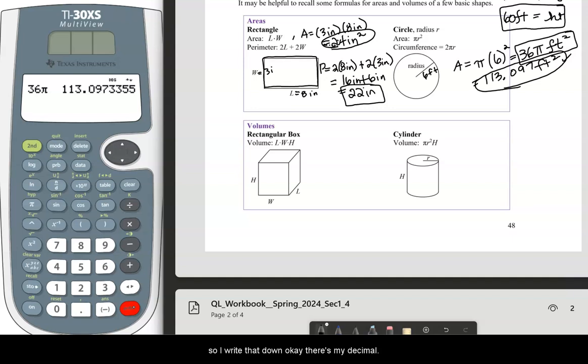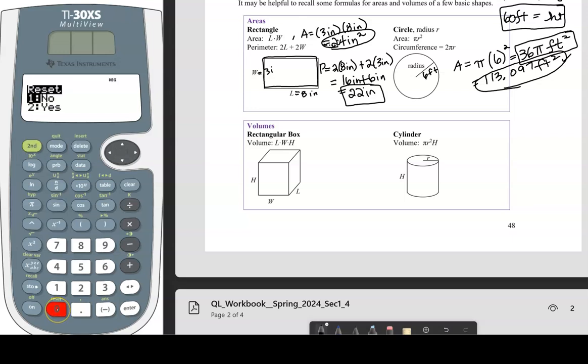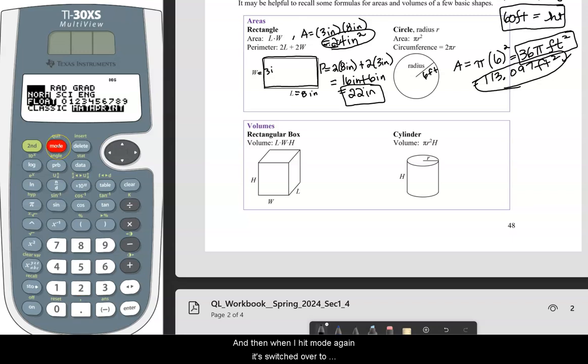Okay, there's my decimal. But what I need to do now is to hit second reset, number 2, and my memory's cleared. And then when I hit mode again, it's switched over to math print. So that is a thing about this type of calculator. It does give you everything nicely written. It's just a little bit of an extra step if you want to go from something that's written in terms of pi or a fraction into something here that we can use.